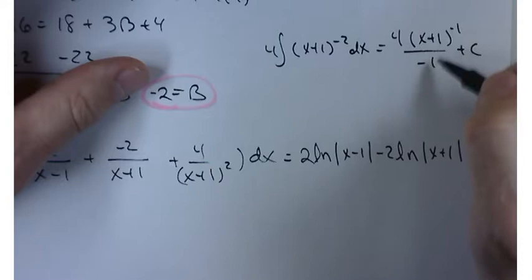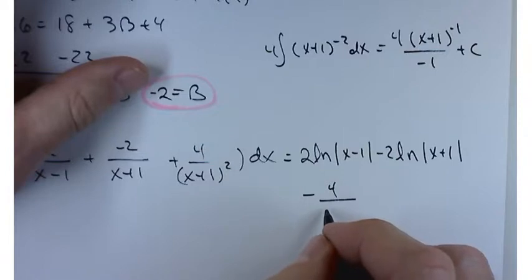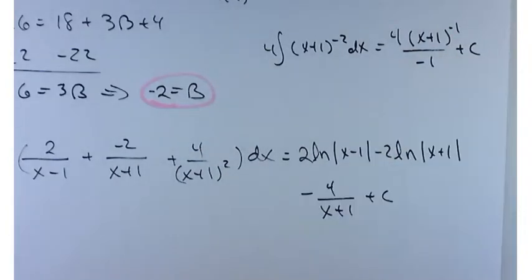How does this clean up? -4 over x plus 1 plus your constant. Whew.